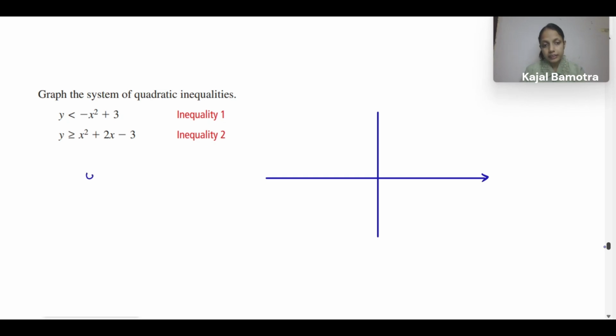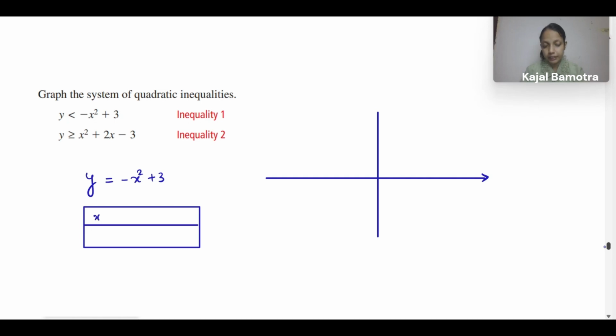So in the first case I take the equal to sign. I'm taking equal to just to calculate the coordinates. There is no actual equal to; I'm taking it to find the coordinates. If I put 0, I get 3. If I put 1, I will get 2. And if I put 2, I will get negative 1.